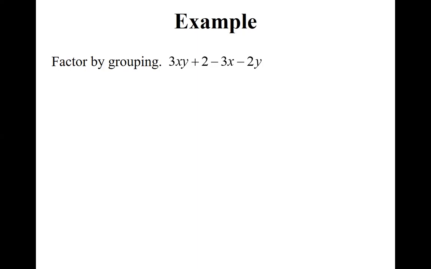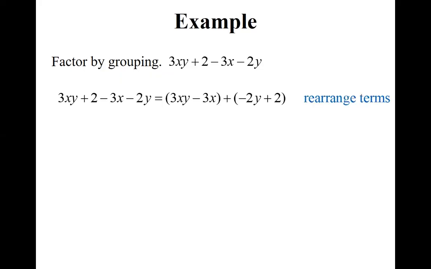If we run into this exact situation where nothing can be factored out of our groups, rearrange the terms so that they can. A way that does work is to group the 3xy with the minus 3x because of that obvious 3. And then we'll give ourselves a plus sign to add the other two terms that are left, the negative 2y plus the 2 because of the obvious 2.